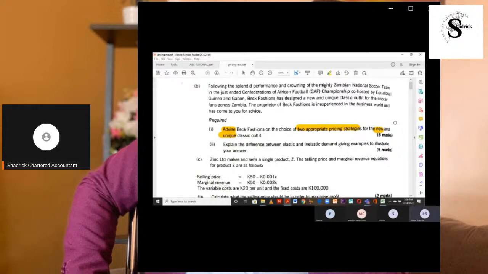You should have seen those two words. Guys, don't you remember me saying something about this in our earlier introductory notes? Yes. So you should have remembered this one, Sharon. New and unique classic outfit. Before I even go to read this, you should have seen the question. Then it says, explain the difference between elastic and inelastic demand.